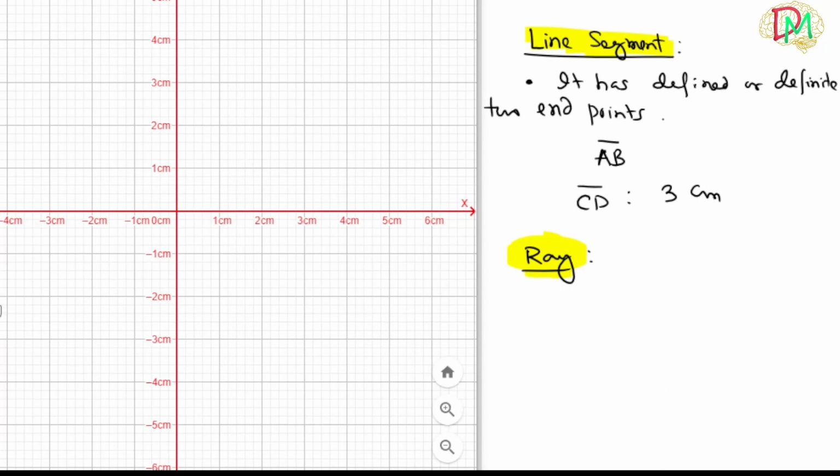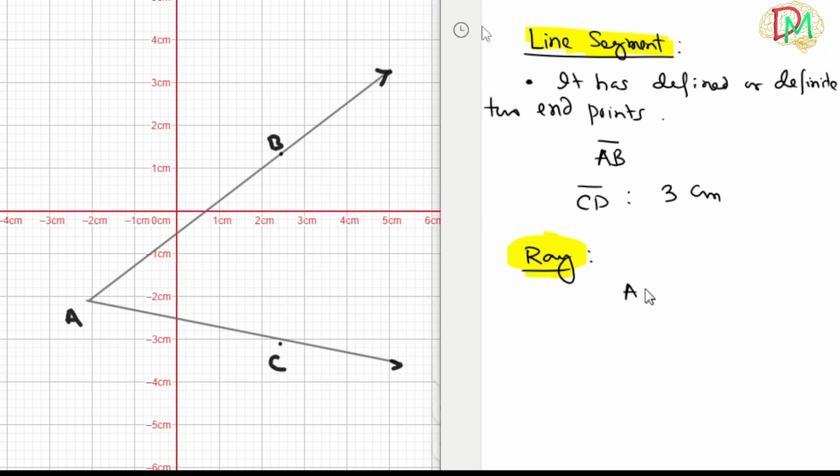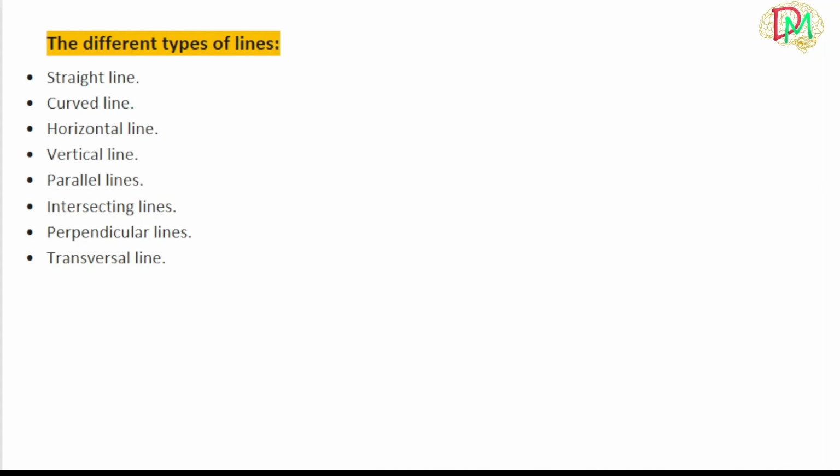Let's take one example. If we consider a point here and extend it to infinite direction, we have to put one arrow here, and from this point we draw another line to infinite direction with the arrow. This is the point A, and here B and here C. So we can say that AB, represented with this one-sided arrow, and AC are the rays. Clear? Let's discuss all types of the lines.